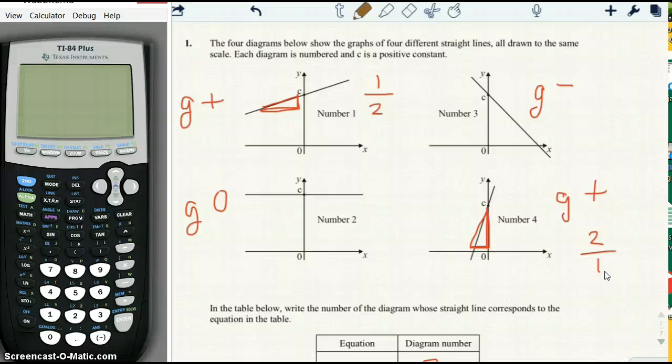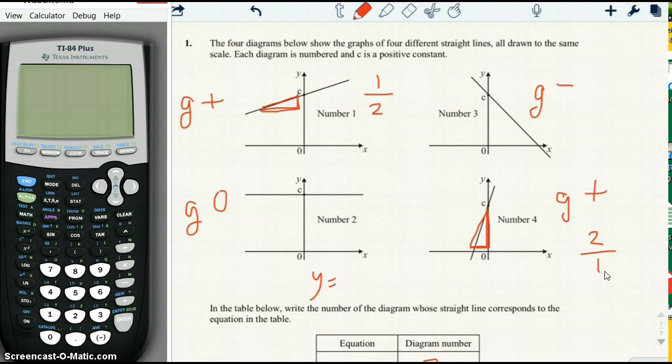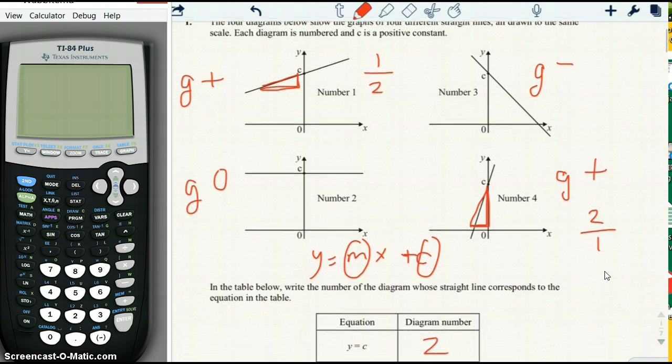And even though there are no numbers written here, you can figure it out just by what you know about gradient intercept form. If you remember, gradient intercept form looks like this: y equals mx plus c. Remember that m is the slope and c is the y-intercept. So we use this form to figure out which one of these equations corresponds to which diagram.